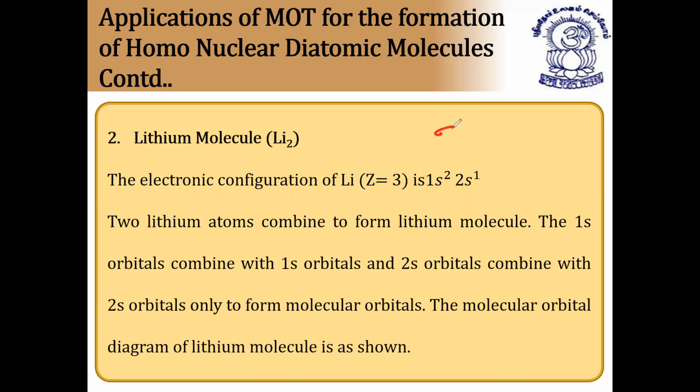Sigma 1s is 2, sigma star 1s is 2, sigma 2s is 2, and sigma star 2s has no electrons because there are only 6 electrons. So this is the molecular orbital configuration for the lithium molecule, involving simply 1s and 2s.